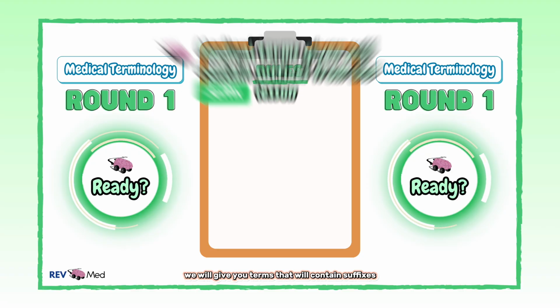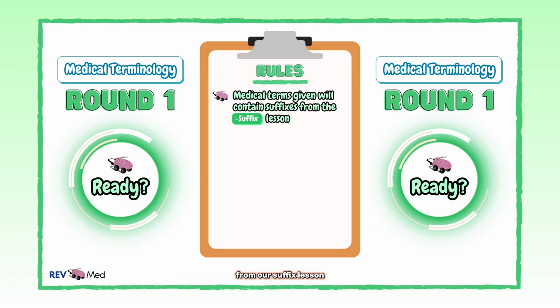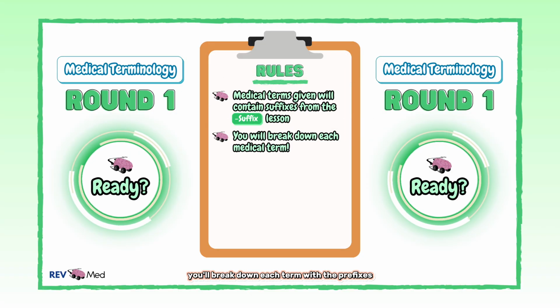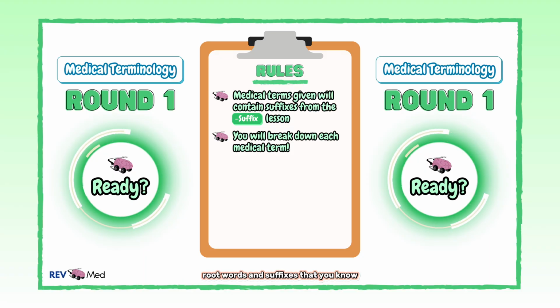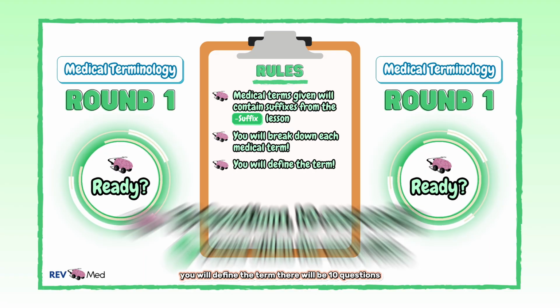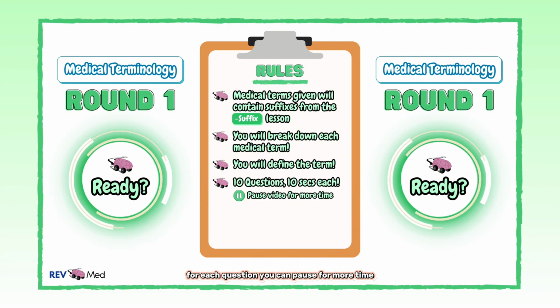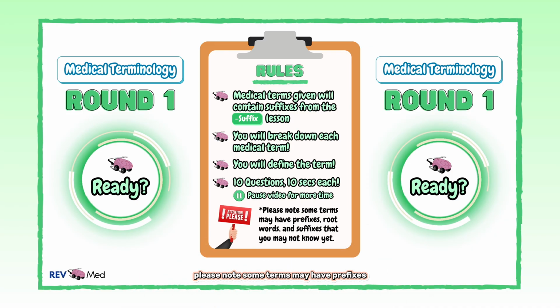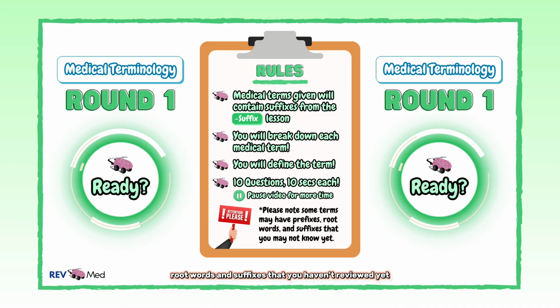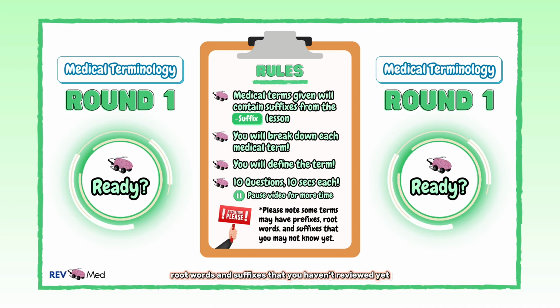Here's the rules. We will give you terms that will contain suffixes from our suffix lesson. We will break down each term with the prefixes, root words, and suffixes that you know. You will define the term. There will be 10 questions and you'll have 10 seconds on the clock for each question. You can pause for more time. Please note, some terms may have prefixes, root words, and suffixes that you haven't reviewed yet. Go back to the previous lessons before you begin.